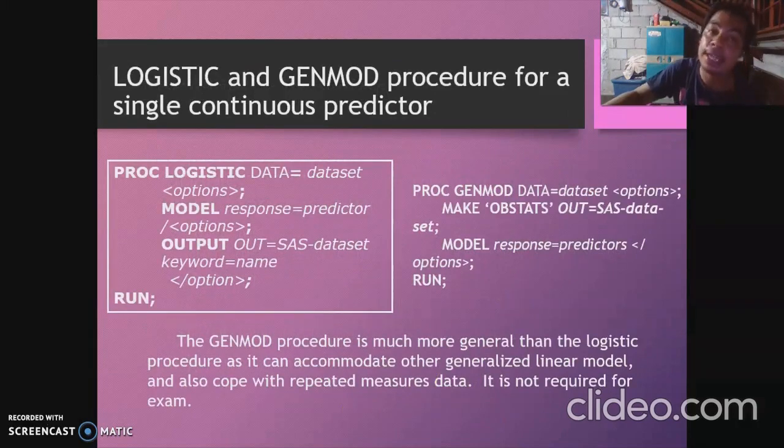And then, the logistic and GENMOD procedure for a single continuous predictor. This is the code used to test a single continuous predictor. You put in the data set, the responses, the keyword, and the name so that you can see the result. The GENMOD procedure is much more generalized than the logistic procedure as it accommodates other distributions in your model, and it is not required for the exam. So that is what is used.